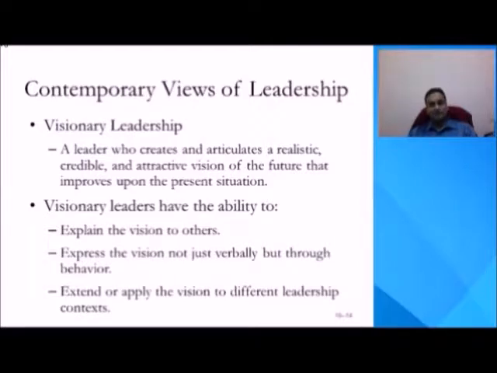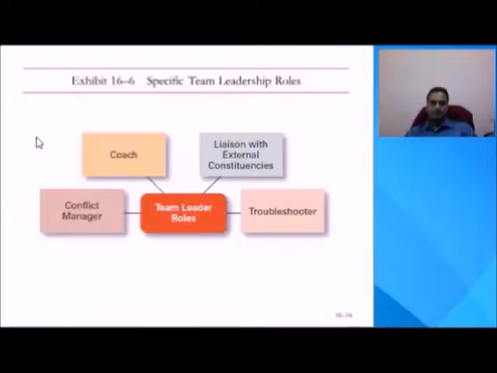Increasingly, you can see that the workplace is oriented towards teams. So rather than an individual or one or two people doing the job, now the emphasis is more on group work, more on teams working together to achieve objectives. In that scenario, team leadership becomes very important. So what are the things that a team leader should do? You are heading a team.